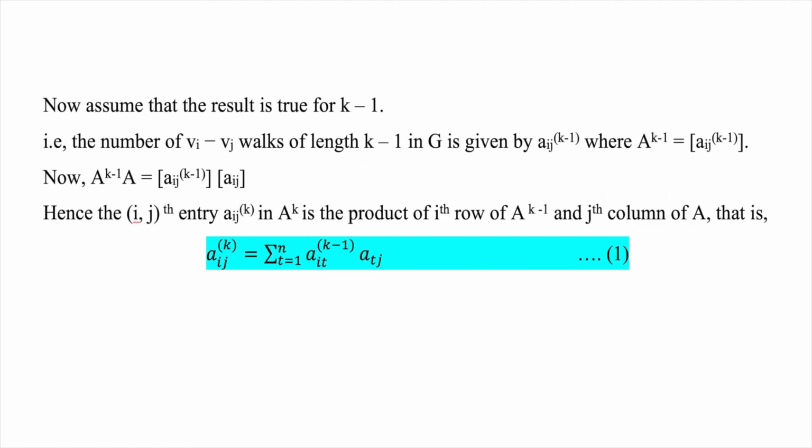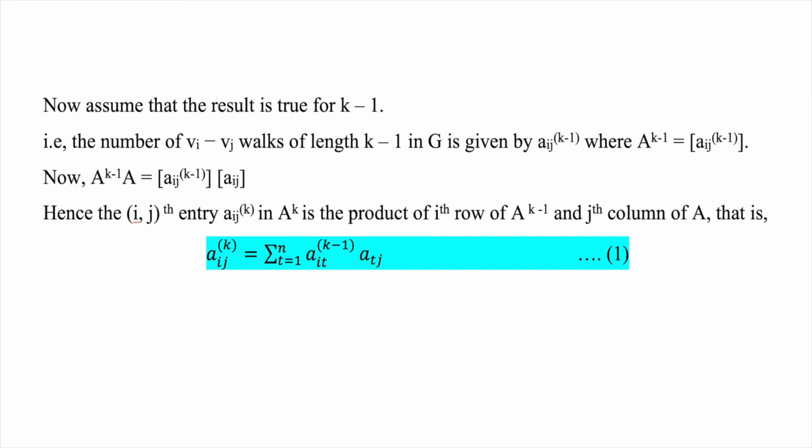Now, assume that the result is true for k minus 1. That is, the number of Vi, Vj walks of length k minus 1 in G is given by Aij power k minus 1, where the matrix A power k minus 1 is the matrix Aij power k minus 1. Now, A power k minus 1 into A, that is the product of the matrices, is equal to the matrix Aij power k minus 1 multiplied by the matrix Aij.